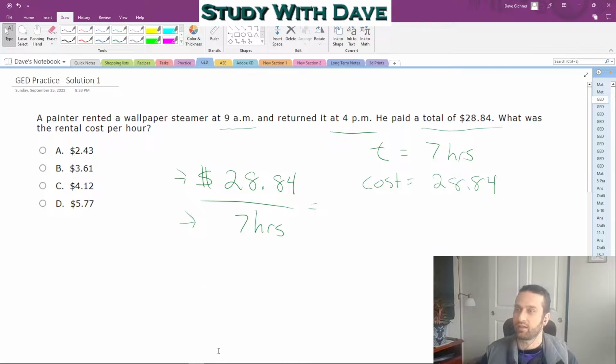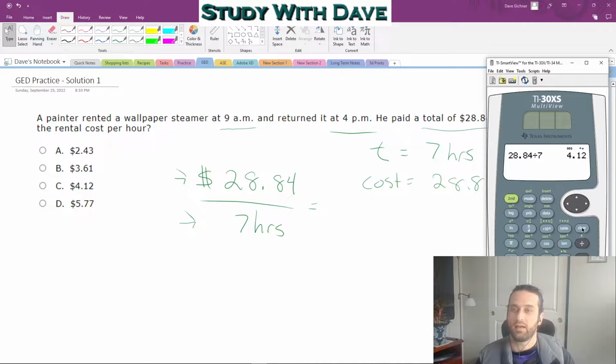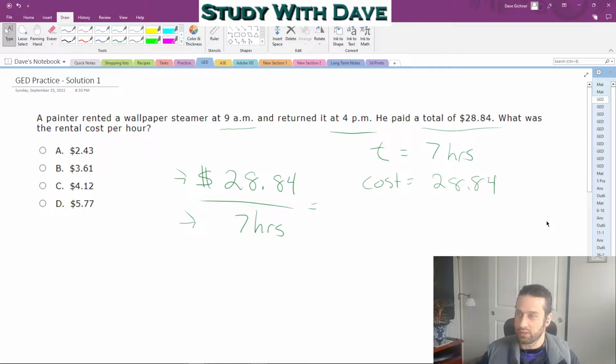And we bring out our calculator because, well, I can't do this in my head. So $28.84, which I actually already have up on the calculator here, divided by 7 equals $4.12. So it's not so bad. Seems like a reasonable amount to be paying for a wallpaper steamer or whatever that is. So our answer is C for the first one, $4.12.